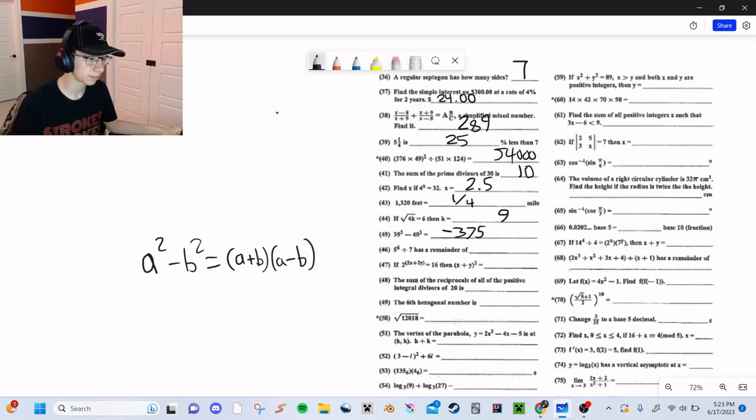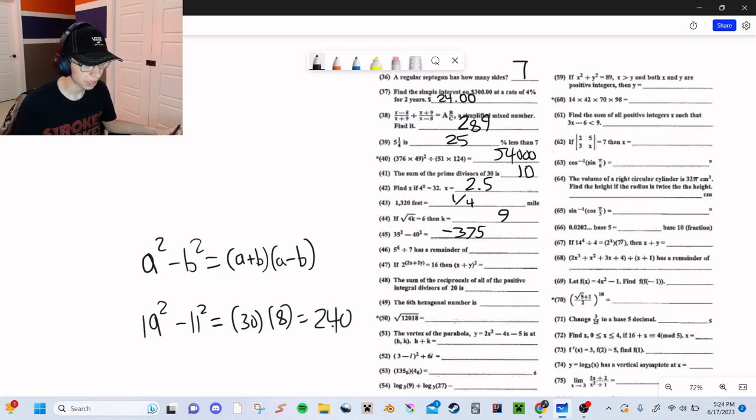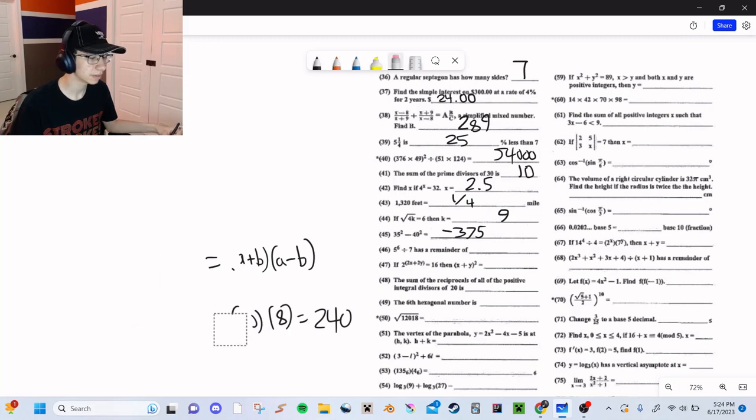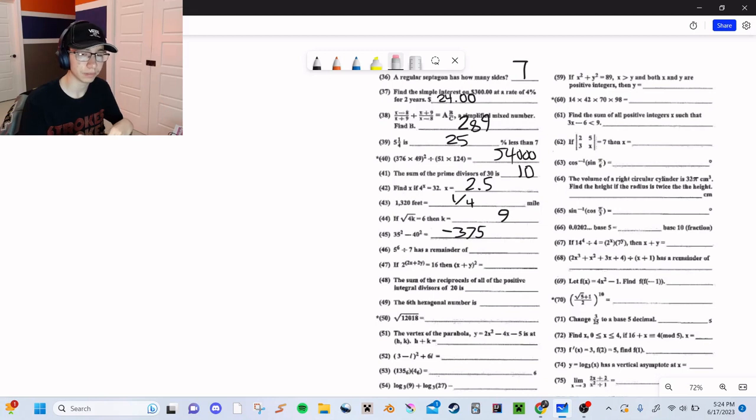So let's say I wanted to find the difference between 19 squared and 11 squared. What I can do is 30, their sum, times 8, their difference. And that is going to be 240. So now you know how to solve any question where it's asking for the difference of two squares.